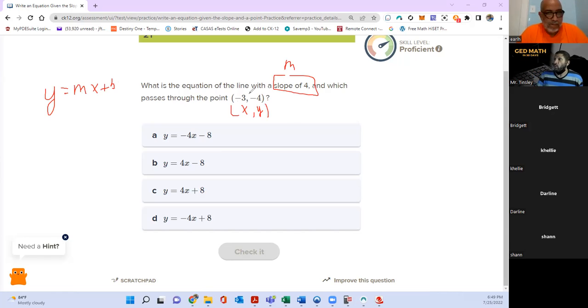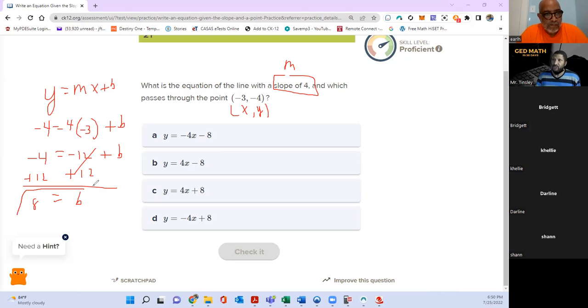Then you just substitute in: y is -4 equals m, which is 4, times x, which is -3, plus b. -4 equals -12 plus b. In order to get b by itself, I need to add 12 to both sides, and talk it out just like I'm doing. 12 minus 4 is 8. Bring down my equal, the 12s cancel, bring down my b. I now know my y-intercept is +8. Bang, done.